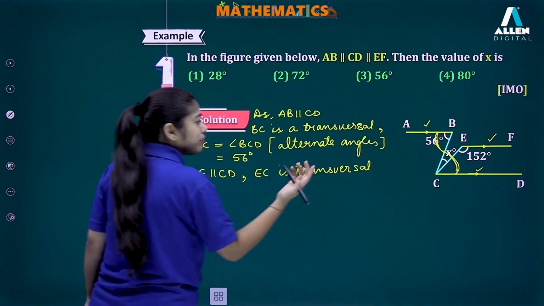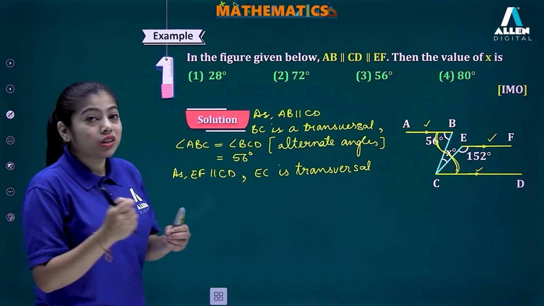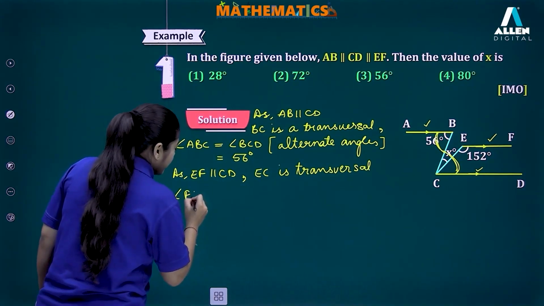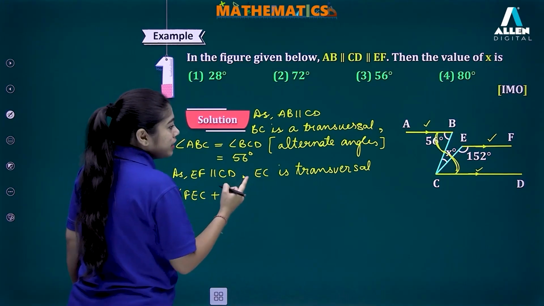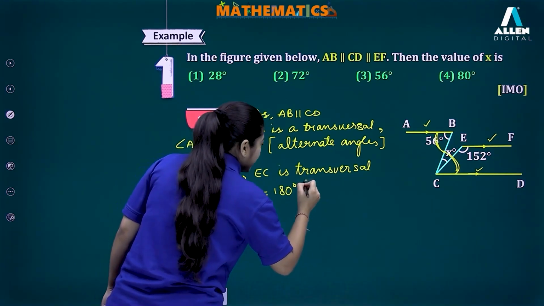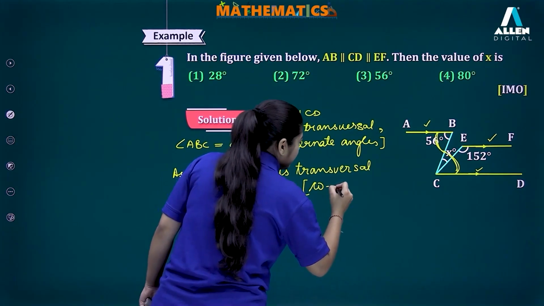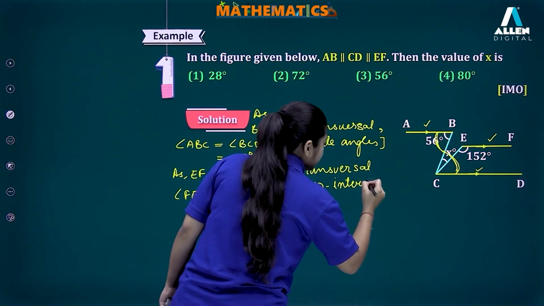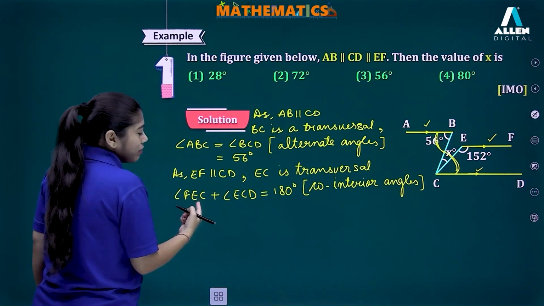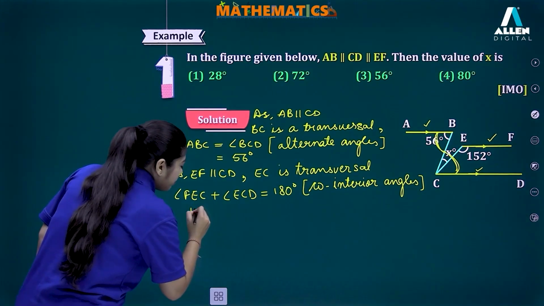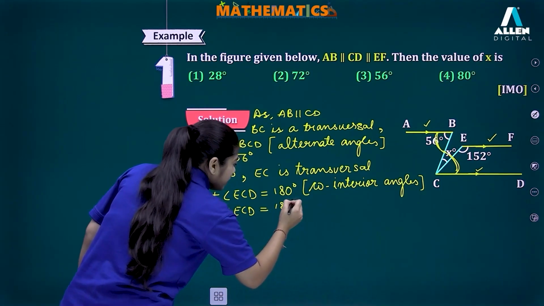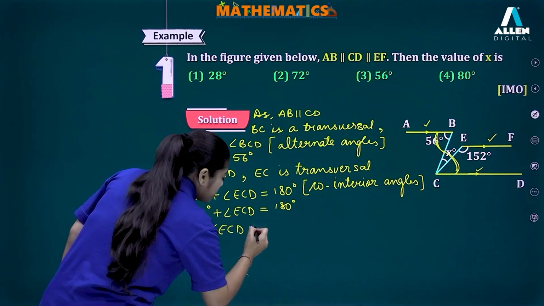So, when we have parallel lines and a transversal, definitely we are going to get consecutive interior angles. So here we can say that angle FEC plus angle ECD is equal to 180 degrees. Why? Because they are co-interior angles or consecutive interior angles. Solving it, we know the value of angle FEC, it is 152 degrees, plus angle ECD will remain as it is, equals 180 degrees, or angle ECD will give us how much?